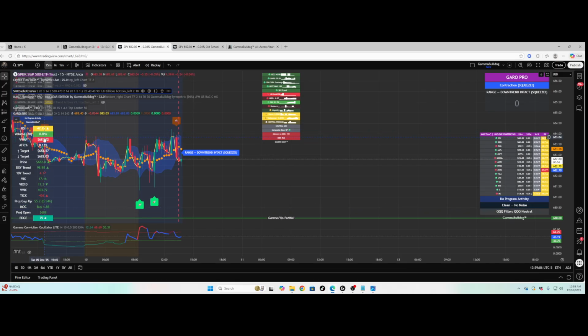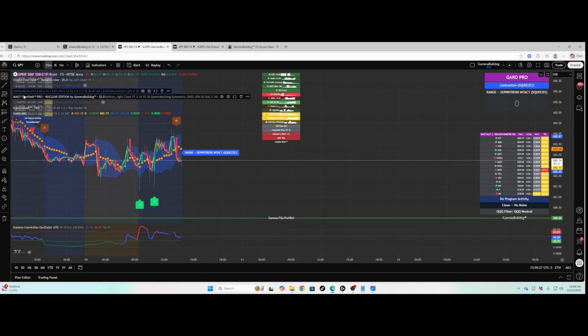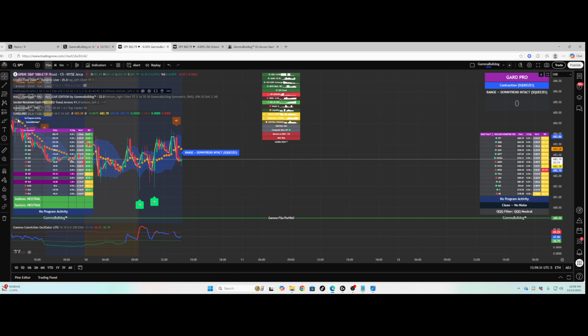So RSI, volume, VWAP, this takes the place of a bunch of charts. You don't have to have 6 monitors to impress yourself. The dollar, the 10-year yield futures, the VIX, VIX1D, the VVIX, which is the volatility of the VIX, and the tick. So I'm going to go ahead and minimize this and call up the sector rotation dash.